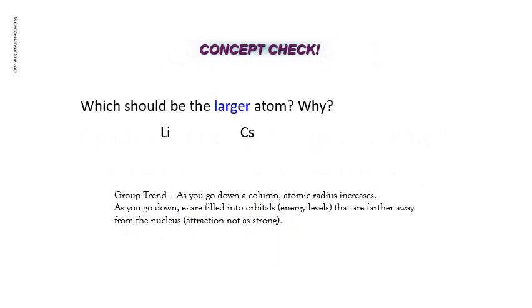Next question, you can try yourself. Which should be the larger atom and why? Look in the periodic table, pause the video and find out your answer, then check your answer. Cesium should be the larger atom because of the increase in orbital size in successive principal quantum levels to accommodate more electrons. So for lithium and cesium, it's along a group. So compare the size using the number of shells. So Coulombic attraction will be less.